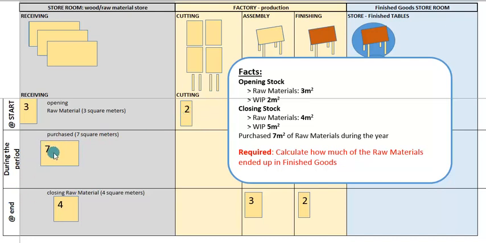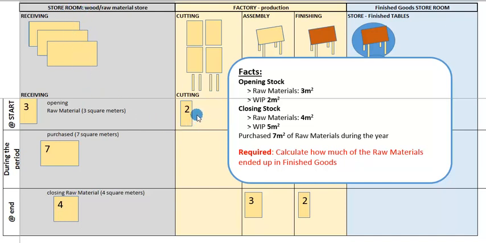Then during the period we purchased 7 square meters. There's my 7 square meters purchased, and we've got 4 square meters that is part of my closing stock for raw materials. So that will be what is left. Now what's going to happen is we're going to start off with an amount of wood at the beginning of the period in my storeroom. Then we're going to buy some more wood. We're going to issue some of this to the factory, and at the end of the production period we're going to make a lot of tables, and we'll be left with 4 square meters of wood in the wood storeroom.